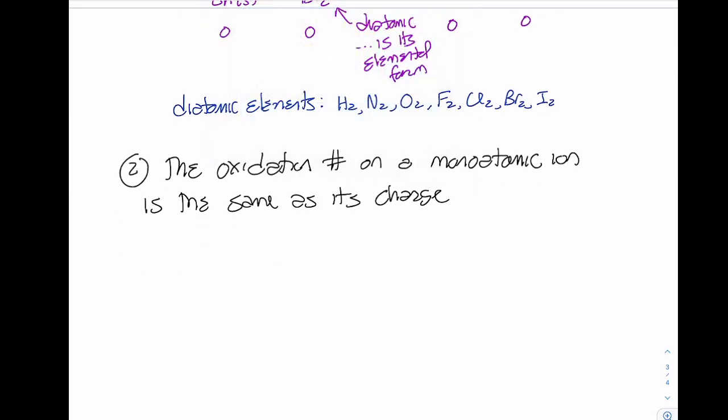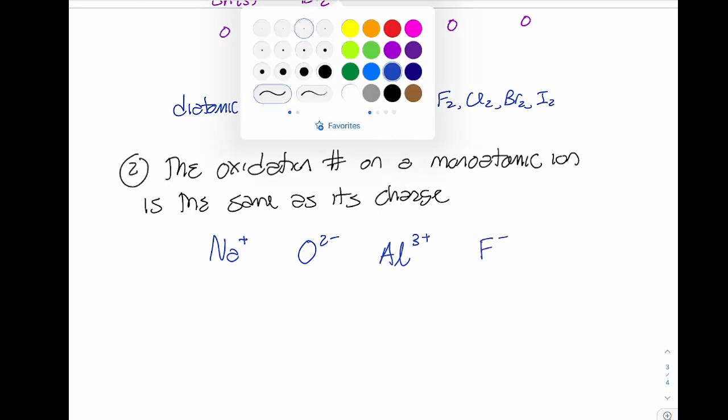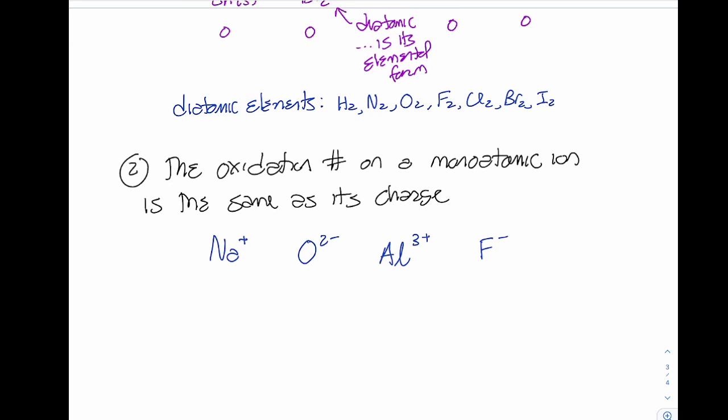So examples: Na+, O2-, let's do Al3+, F-, right? So sodium, it's a single atom with a charge. Its oxidation number is going to be +1 because its charge is +1. Oxygen 2 minus, so its oxidation number is going to be -2. Again, remember when we're writing oxidation numbers, sign first, then the number. +3, 3 plus is the charge, -1. So those, the ones in purple there, would be my oxidation numbers.